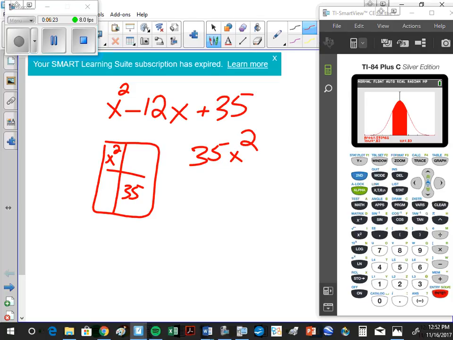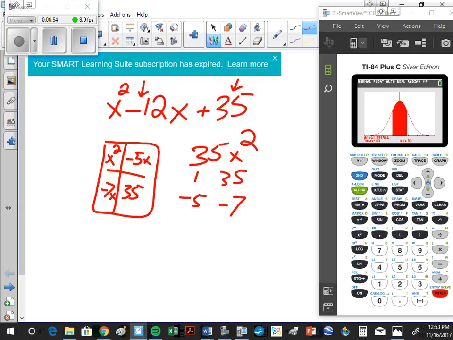Well, they need to multiply to be 35, so it's either plus plus or minus minus. And when they add together, they are negative 12, which tells me they're both negative. So we'll put a negative, and I don't have very many choices: 1 and 35 and 5 and 7. The negatives will give me negative 12. I put negative 5x on one and negative 7x on the other.